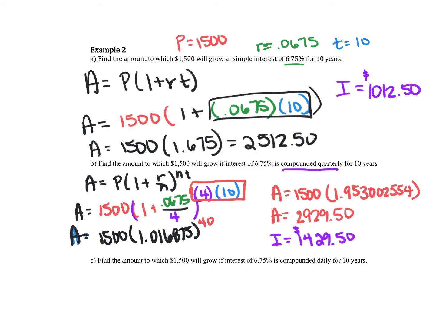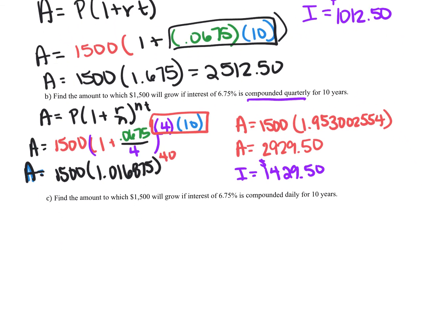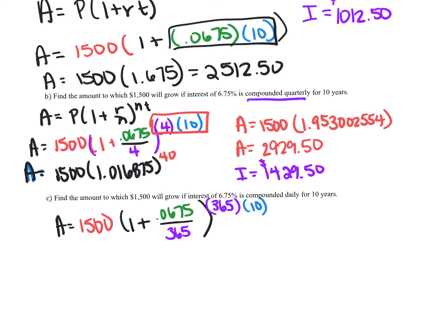And then the last one says, well, let's compound it even further. Let's compound daily. Let's do it every day. So again, we know our formula is A is equal to P times 1 plus R over N raised to the NT. So A is equal to 1,500 times 1 plus, my R here is 0.0675, divided by my N, which this time I'm compounding daily, so that's 365, raised to the N, 365, times the T, which is 10.